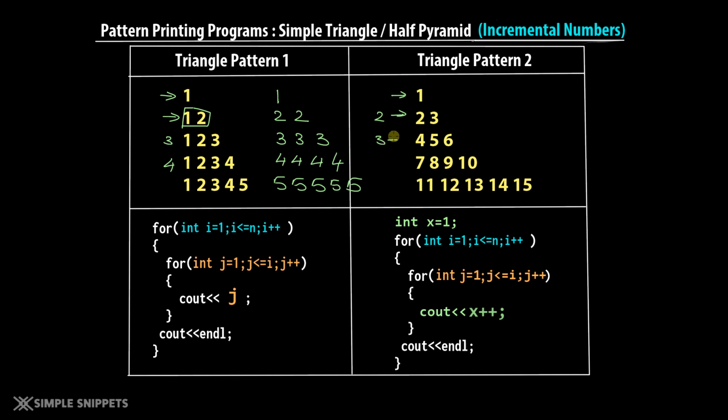On the third row we want 3 elements, but we cannot print 1, 2, 3 because they are already printed. So we start from 4, 5, 6. Correct? For the fourth row we have 7, 8, 9, 10. And for the fifth row, the reason why this is looking like a longer row is because we have 2-digit numbers. So we have 11, 12, 13, 14, 15. These are 5 numbers only, but they're still looking longer because, as I mentioned, 2-digit numbers.